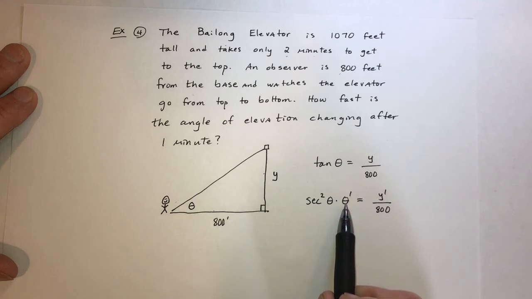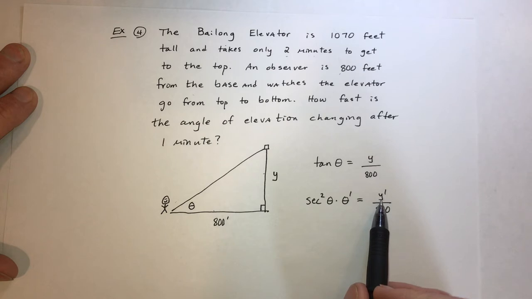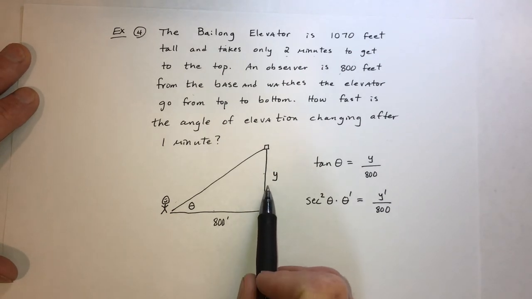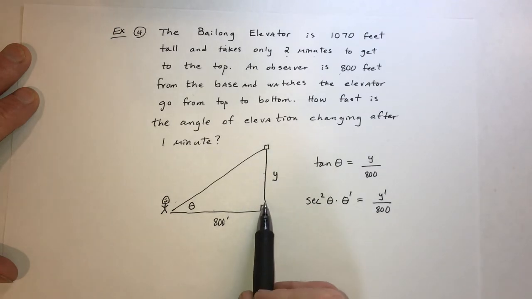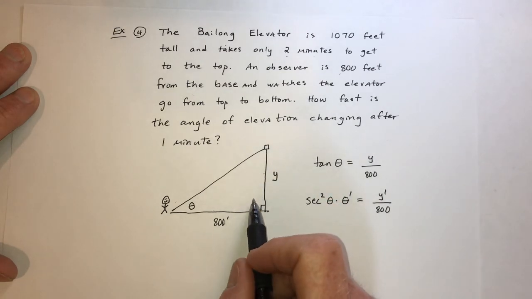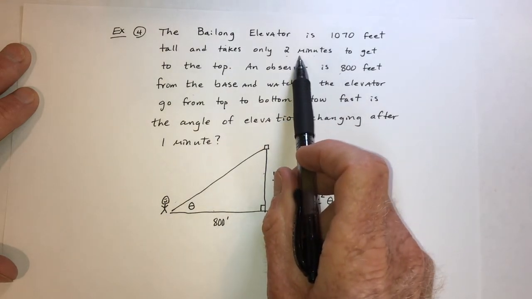Now, if we're going to be solving for this theta prime right here, then we need to know what theta equals and also what y prime equals. Well, y prime is how fast it's going up. And for the purposes of this, we're just going to have to assume that it goes up at a constant rate. Most likely it's a little bit slower at the beginning, because if you start an elevator too fast, people will fall down. But let's just assume that it goes at a constant rate. By the time it's in the middle, it's probably at a pretty constant rate. So what's the rate? It goes 1,000 feet every 2 minutes.